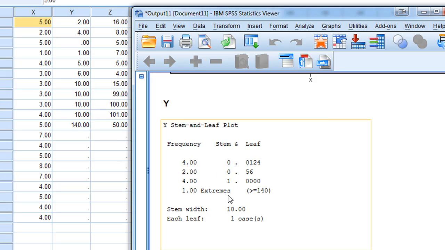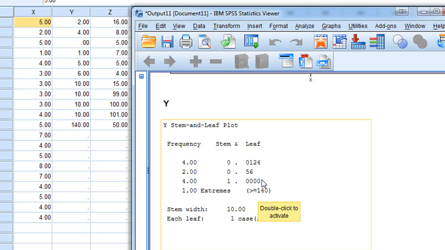And then SPSS lists this outlying score, greater or equal to 140, because that's an extreme score. So it's not even going to try to really list that. It's just telling you 140 is considered an outlier in this data set. Okay, so that's how you read the stem and leaf plot for y.